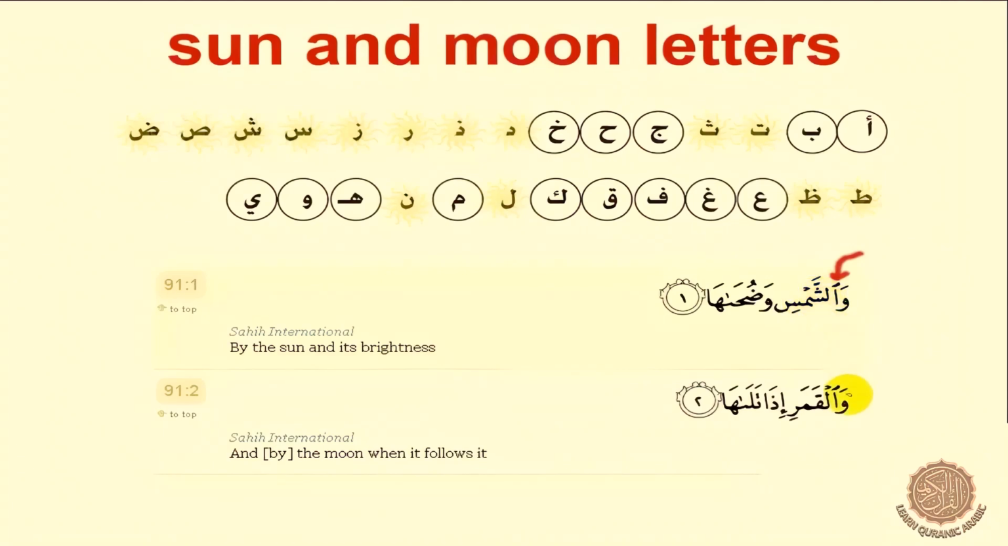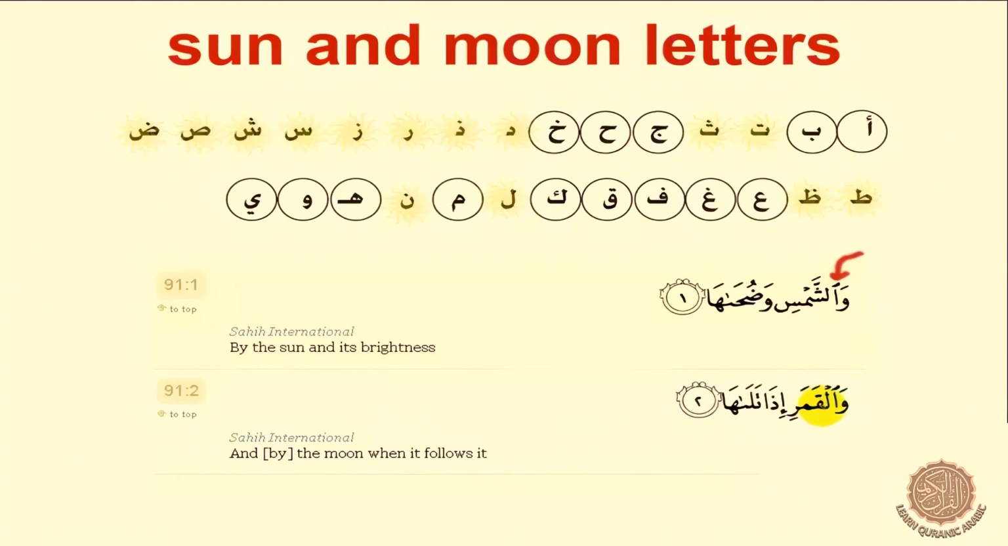Then we have wal-qamari idha talaha. Wal-qamar. So you notice the lam here has a sukoon on it. And in the mushaf, when the lam is not pronounced, it doesn't have any sign on it. It's written, but there's no sukoon. But here it's wal-qamari idha talaha. So the qaf is from huruf al-qamariyah.